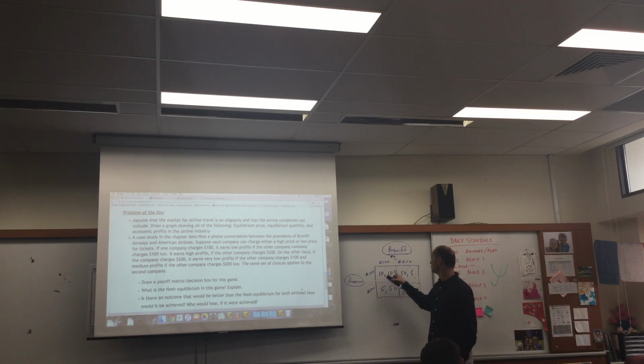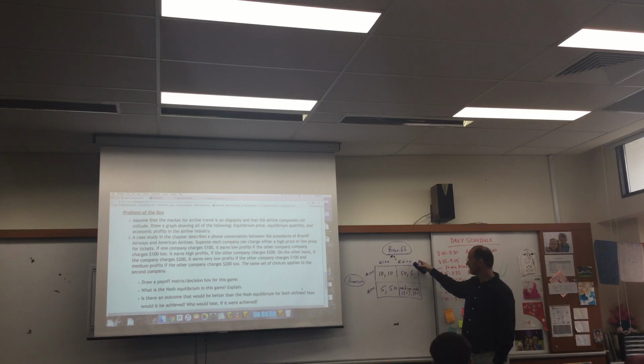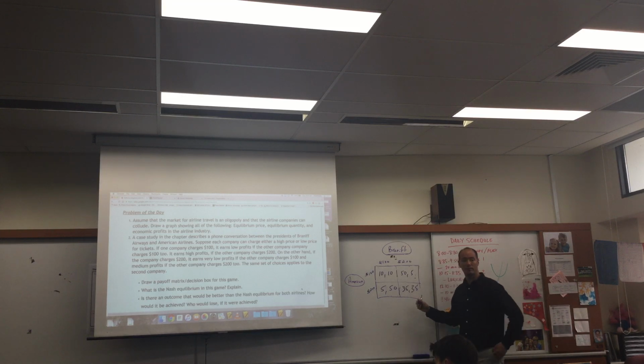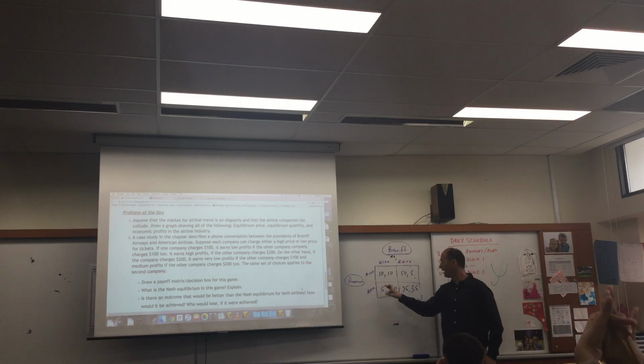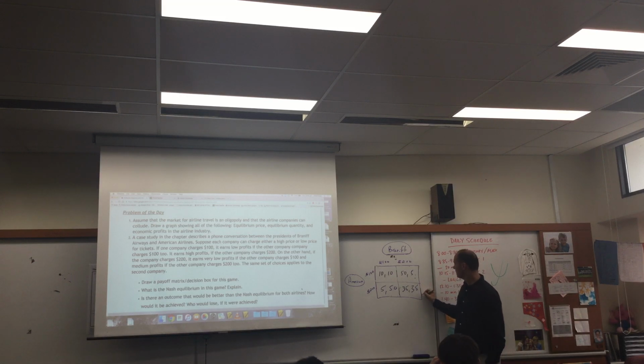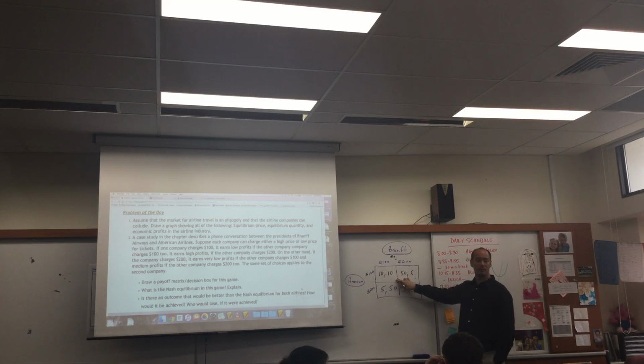Now, if they both charge the high price, then they make medium profits. So I've used $35 profit as the medium profit. So here, if they both charge 200, American makes 35, and Braniff makes 35. This is the best outcome for the firms. And you can see, if they both go low, collectively they make $20.